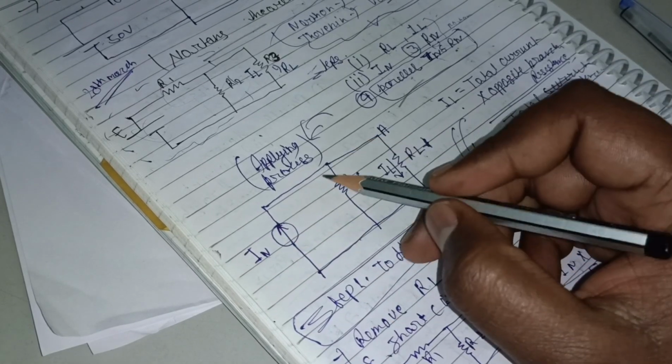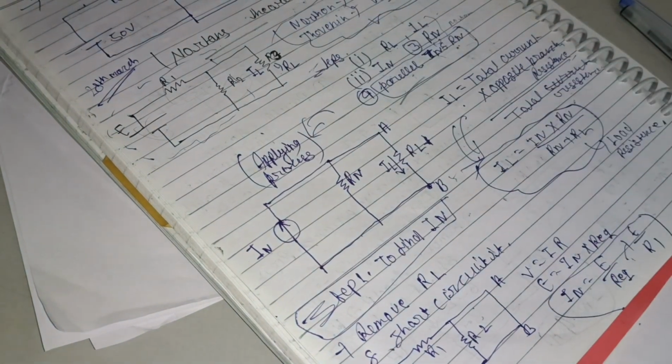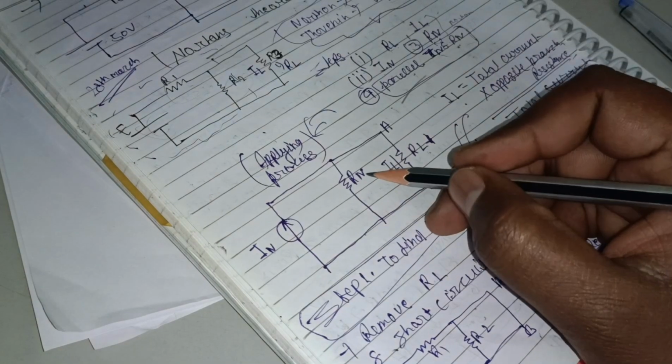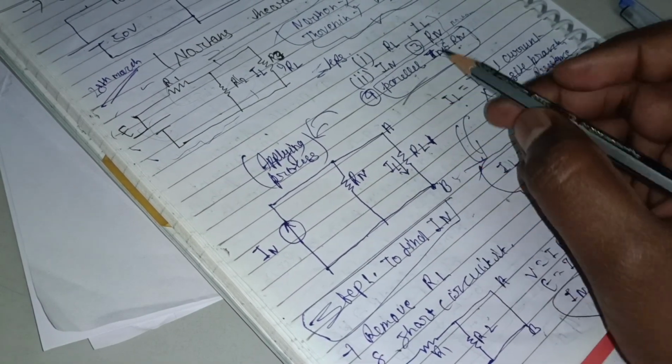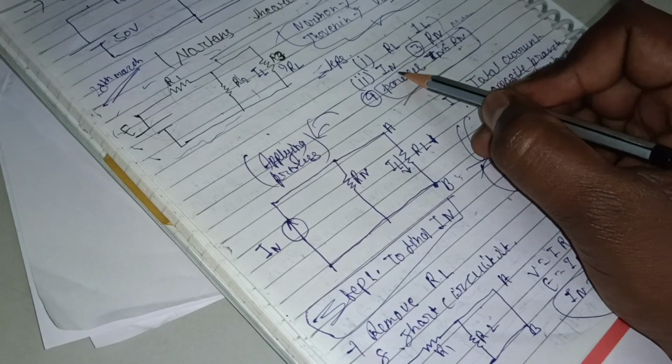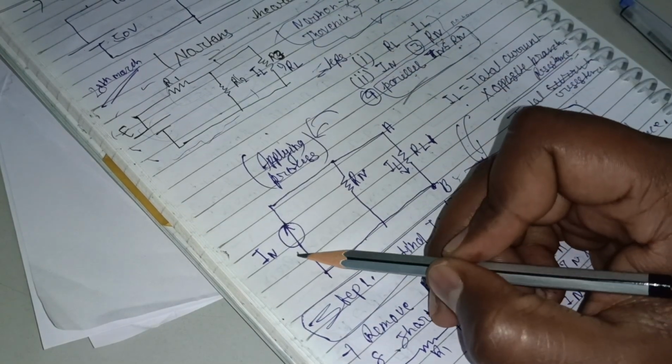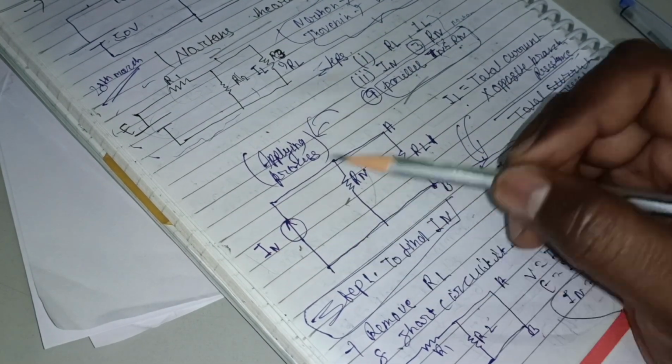So we will make something like this, and this will be Rn, meaning Norton resistance. We have to do this in parallel, Rn and In. So In is this, Rn is this. So this is the second step.